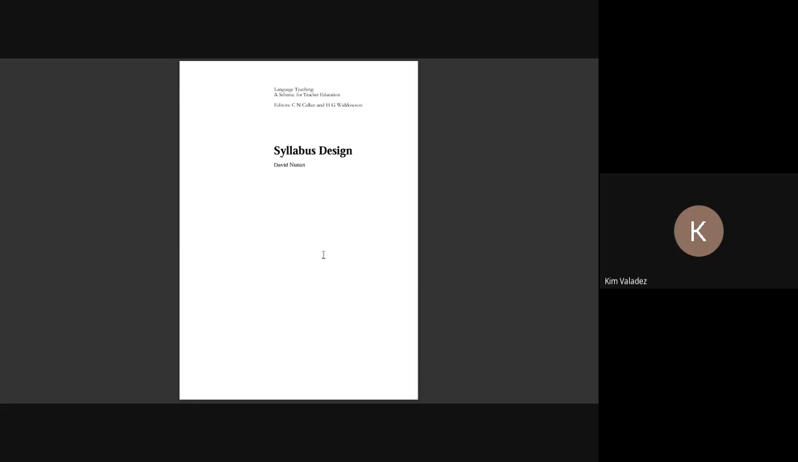Importance of a syllabus. We cannot emphasize how important a syllabus is because it gives structure and direction to the learning process. Imagine teaching English without this structure. One day you teach the past tense, the next phrasal verbs, and suddenly conditionals. Students will probably feel confused because there is no clear progression.